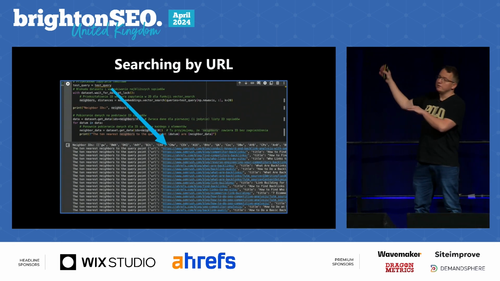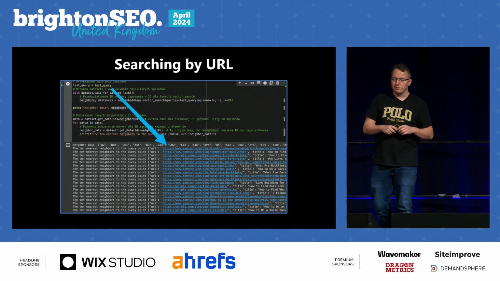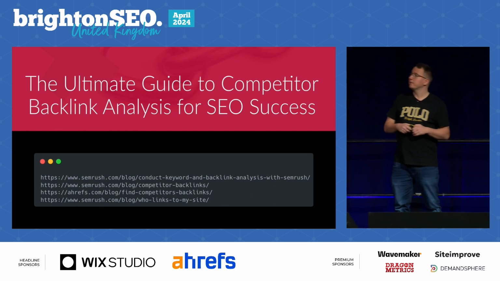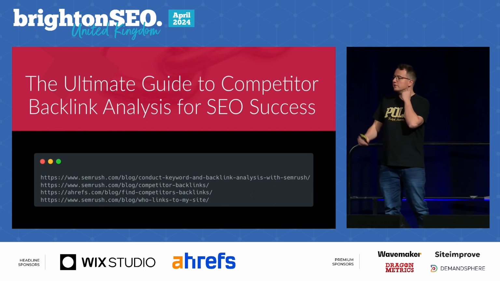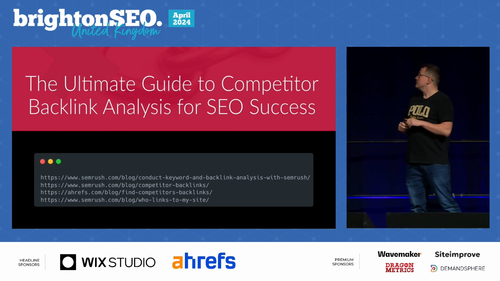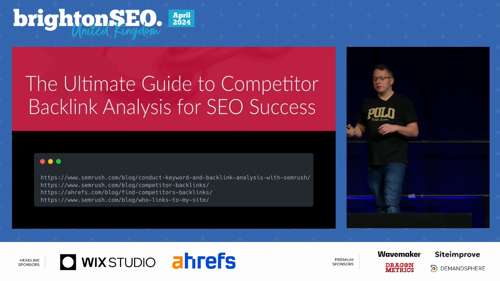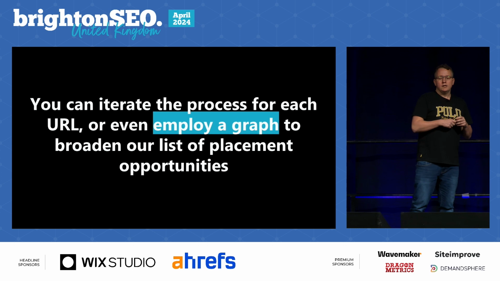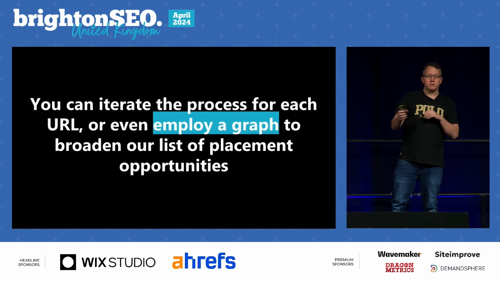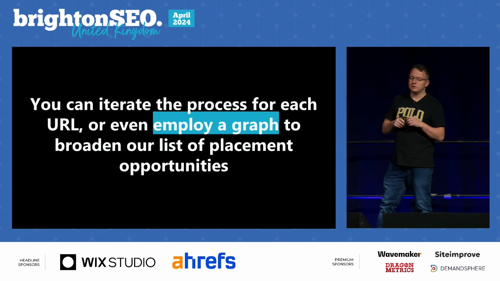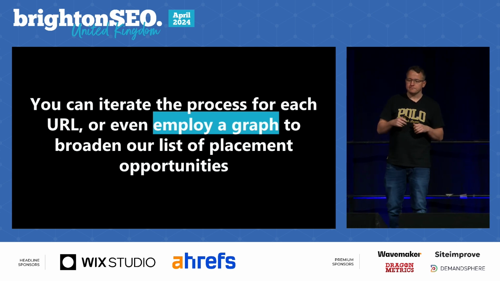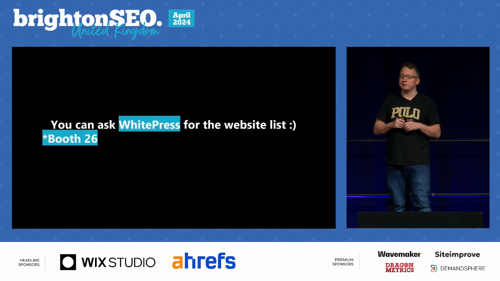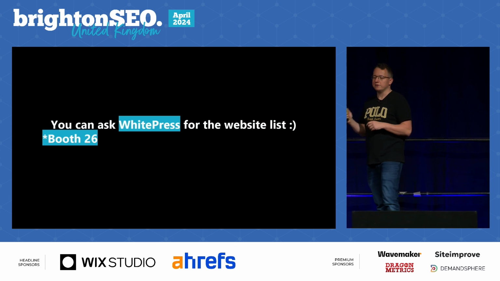So these are the 20 nearest articles to the article that I have provided, but I can do more. As you can see, those examples are pretty well connected. The article is about competitor backlink analysis, and those articles are also somehow connected with it. And of course, you can iterate the process for each URL, or you can even employ a graph, which I will also show you, to broaden your list of placement opportunities. By the way, you can ask about the websites on the list that you can target. WordPress is at 26.